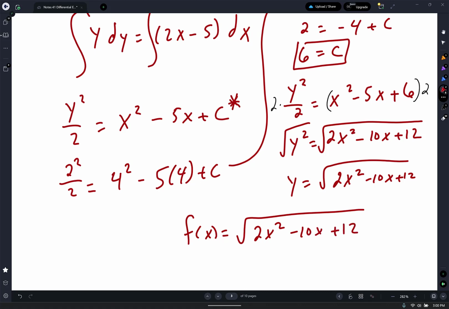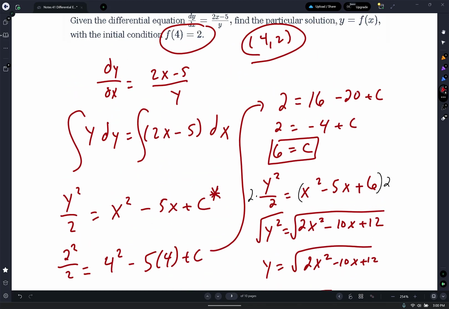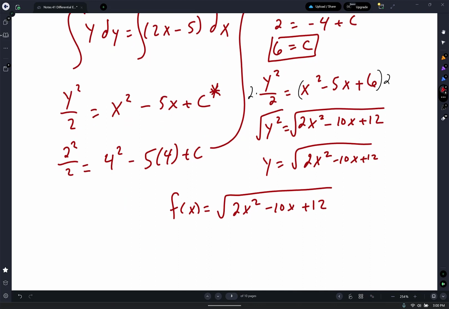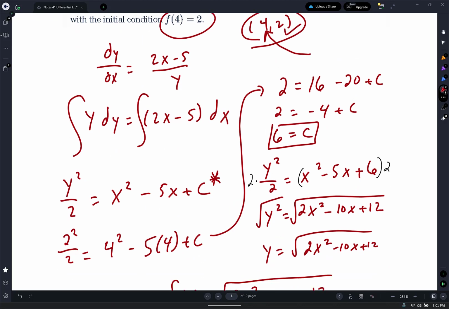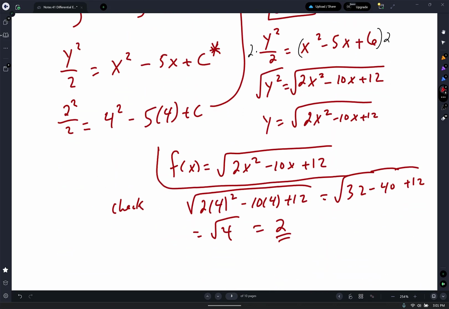And then I like to check it. How do you check it? You just plug in 4 and see if you get 2. So let's check. Square root of 2 times 4 squared minus 10 times 4 plus 12. 4 squared is 16, 16 times 2 is 32. 10 times 4 is 40, and then plus 12. So 32 minus 40 is negative 8, plus 12 is 4. So the square root of 4. Does the square root of 4 equal 2? Yep, it works. I got the 2. So this is my function.